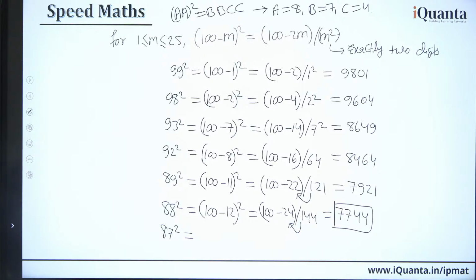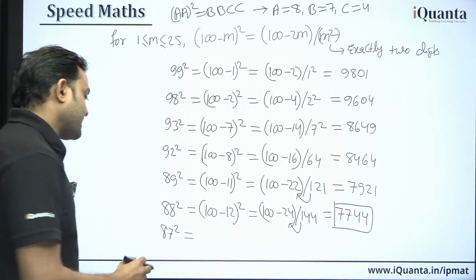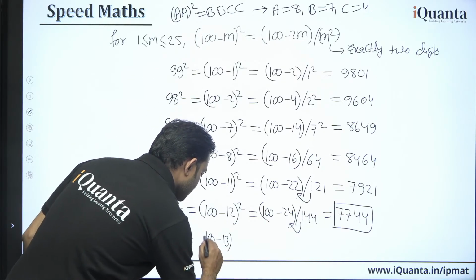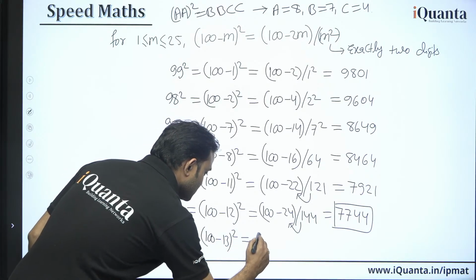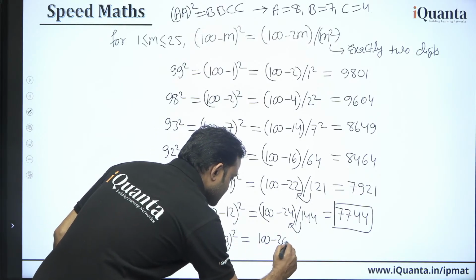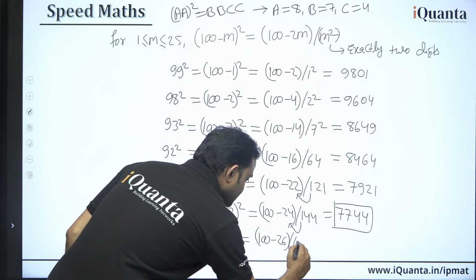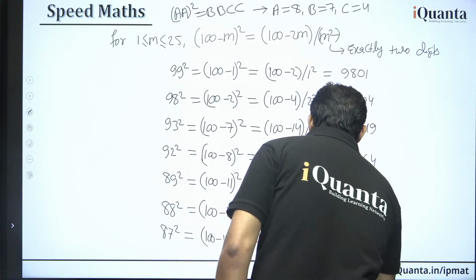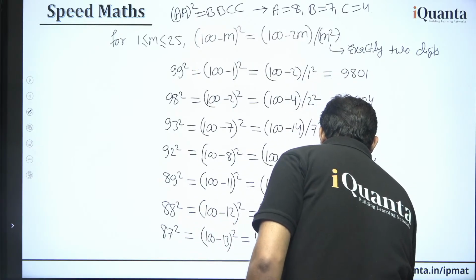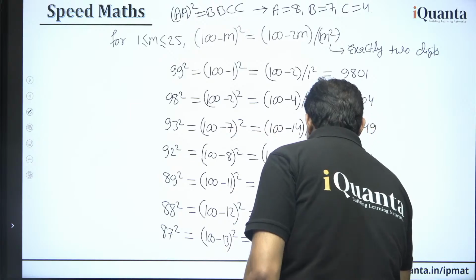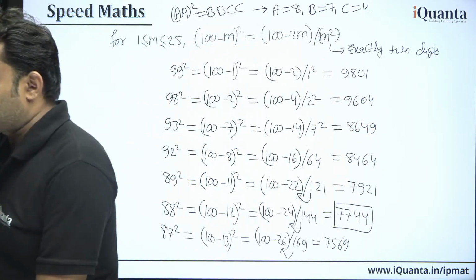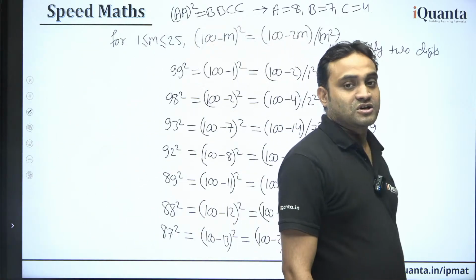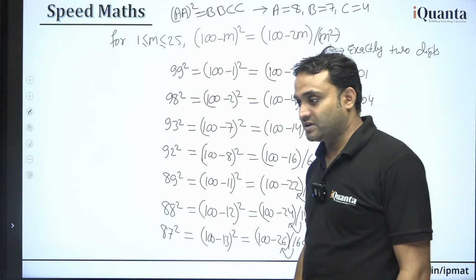Okay, let's check it. So 87 can be written as 100 minus 13 whole square. So this I will write 100 minus 26 and 13 square is 169. This one will go here. So what are we left with? 74 plus 1, 7569. What was your answer? 7569. Yes, that is absolutely correct.